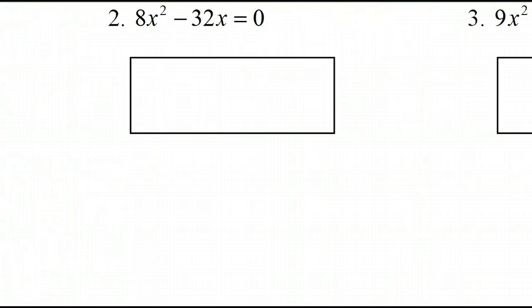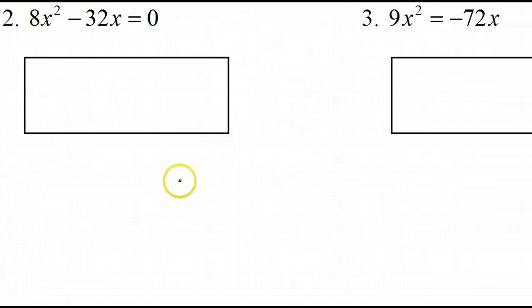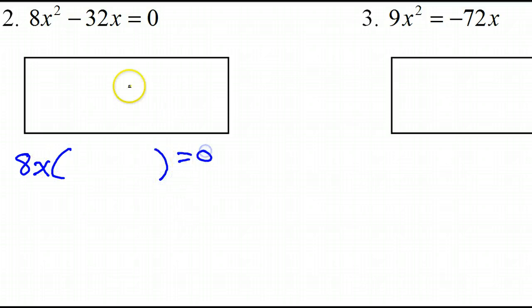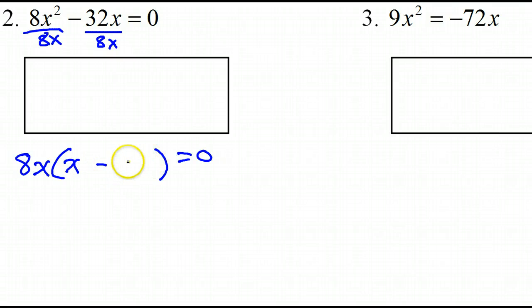Looking at number 2, again, the first step of factoring is to bring out the greatest common factor. I see 8 goes into both of these, and there's the x right here, so I'm going to factor out 8x and then see what's left behind. So if I divide everything by 8x, that's just going to give me x minus 4.